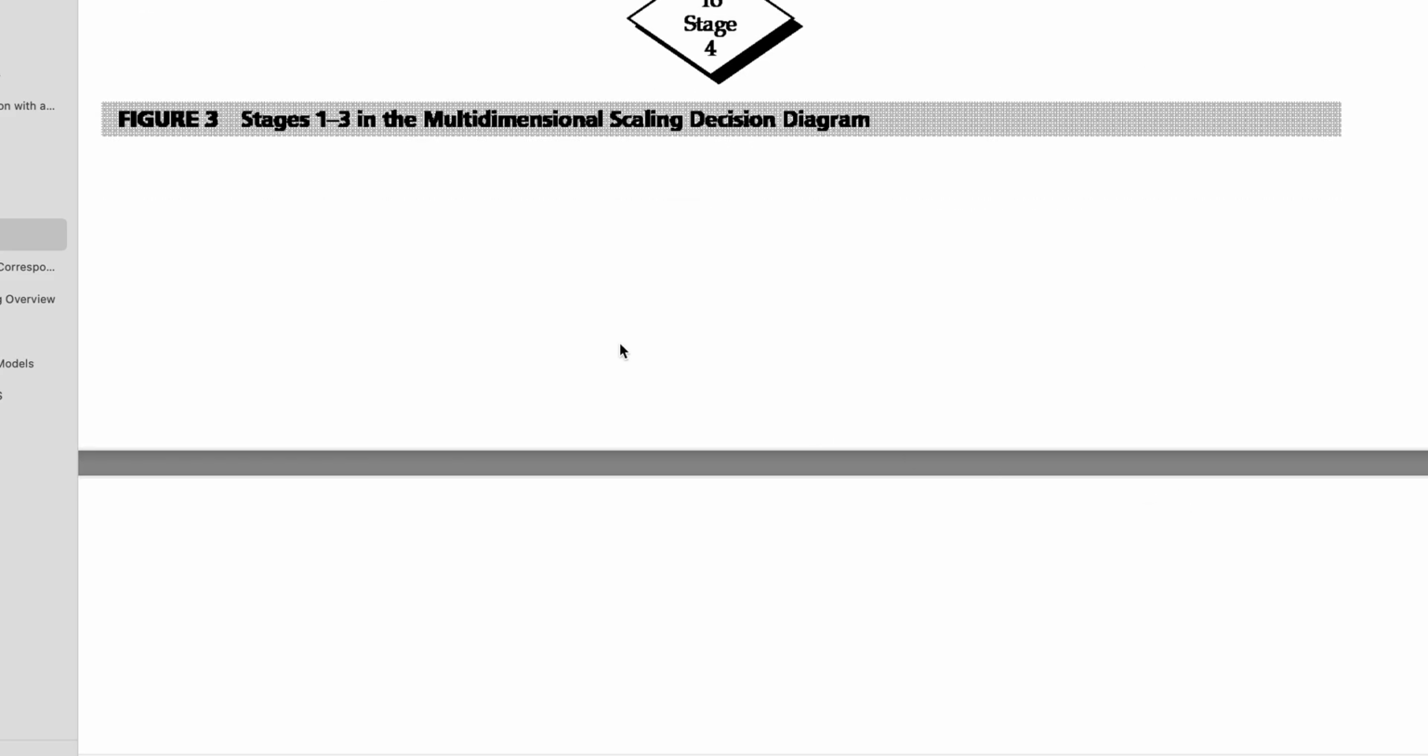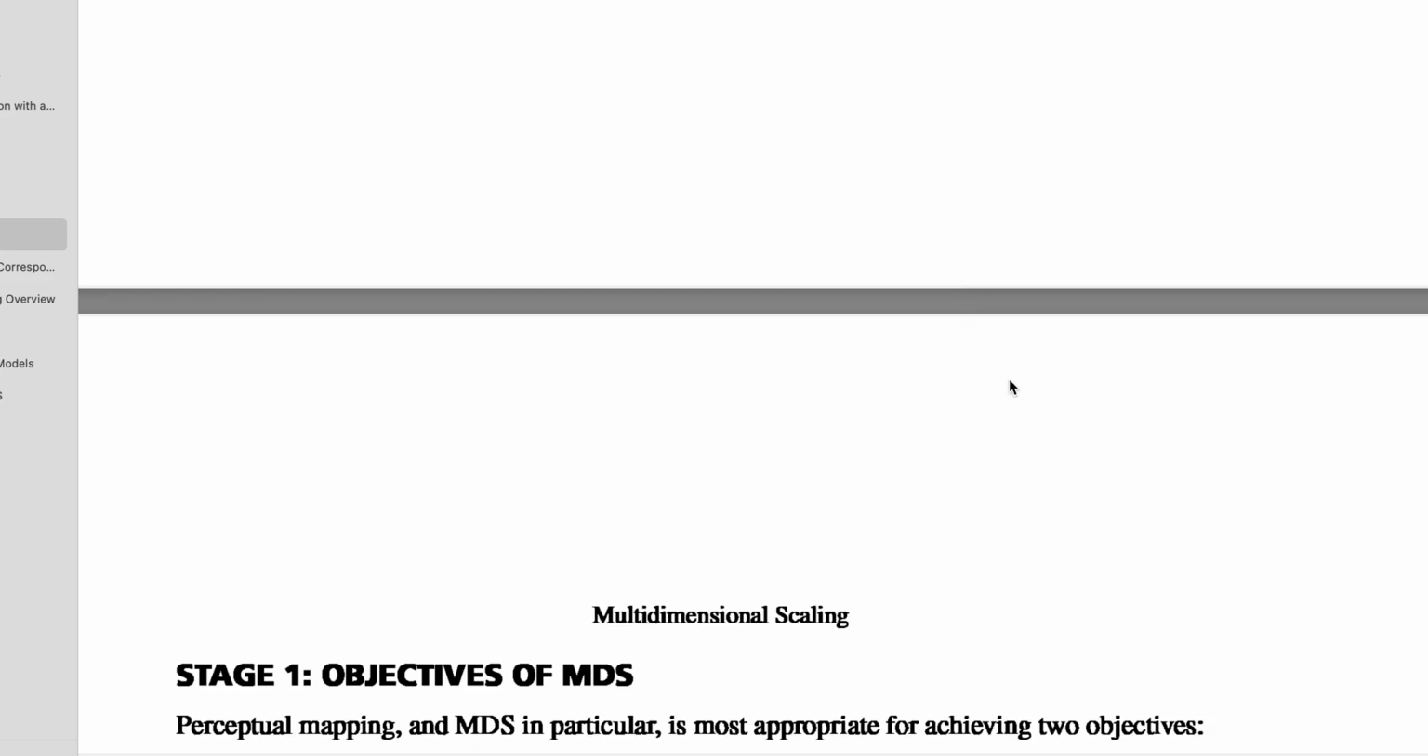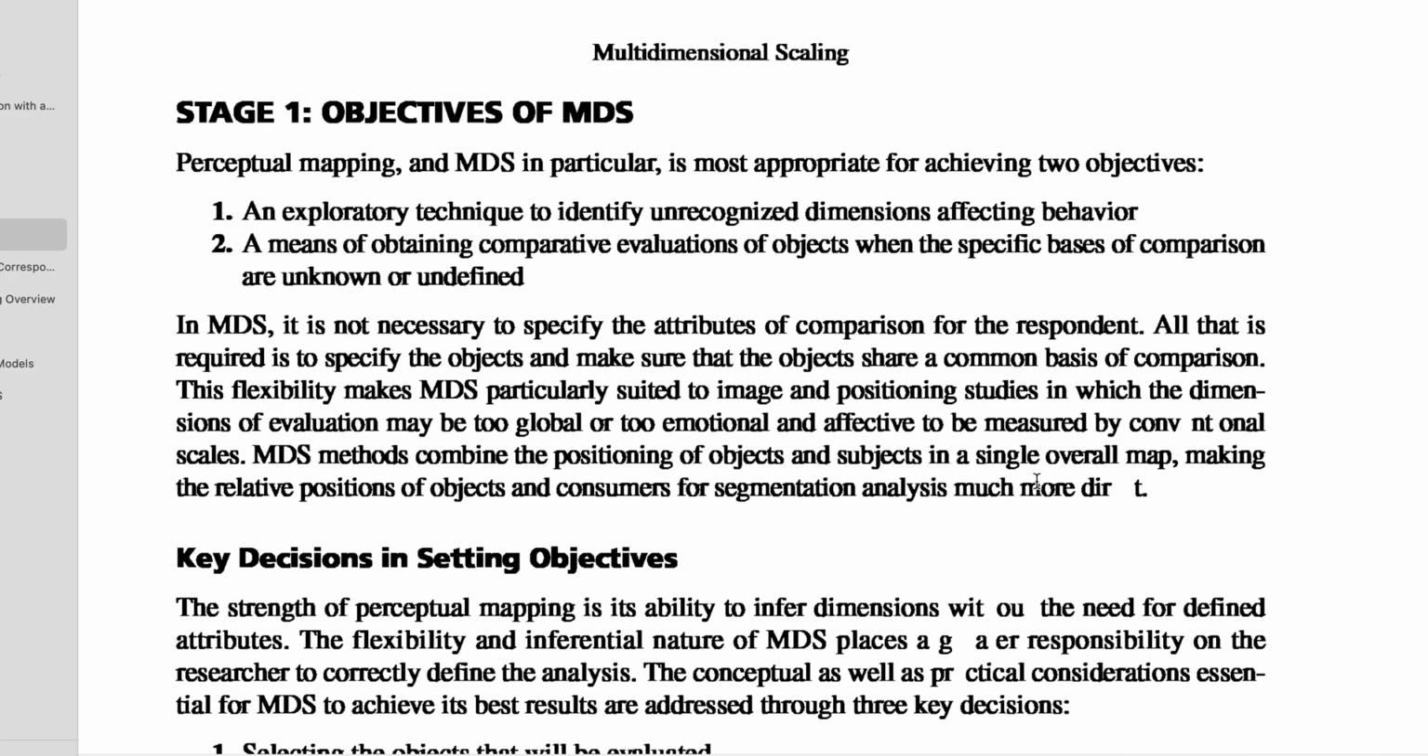Here is stage 4. Stages 1 to 3, the multidimensional scaling decision diagram. Stage 1, objective of multidimensional scaling.